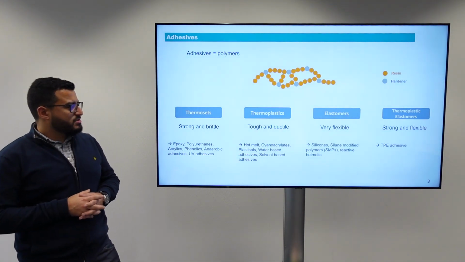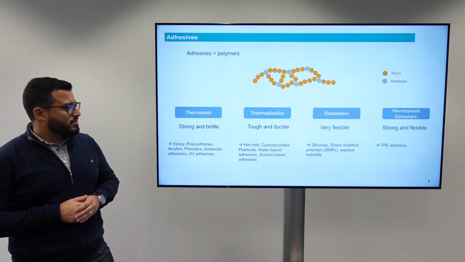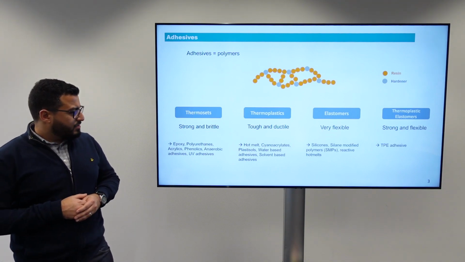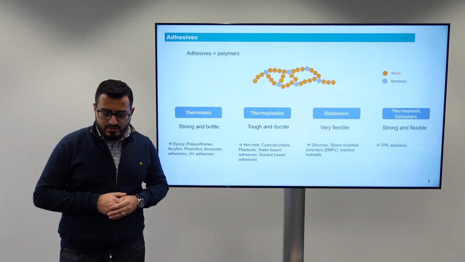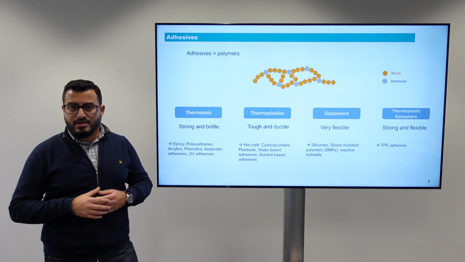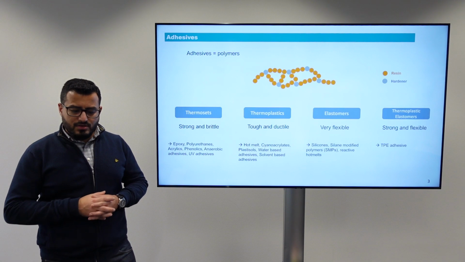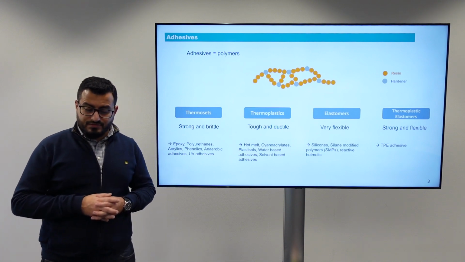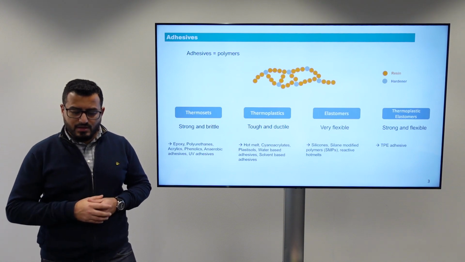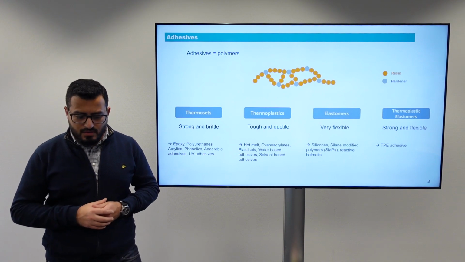First is the thermosets, which are very strong and very brittle, meaning that they don't have a lot of elongation at failure. Examples of these are epoxies, polyurethanes, acrylics, phenolics, anaerobic adhesives, and ultraviolet curing adhesives. Second category is thermoplastics, which are tough and ductile. Examples of these are hot melts, cyanoacrylates, plastisols, water-based adhesives, and solvent-based adhesives.